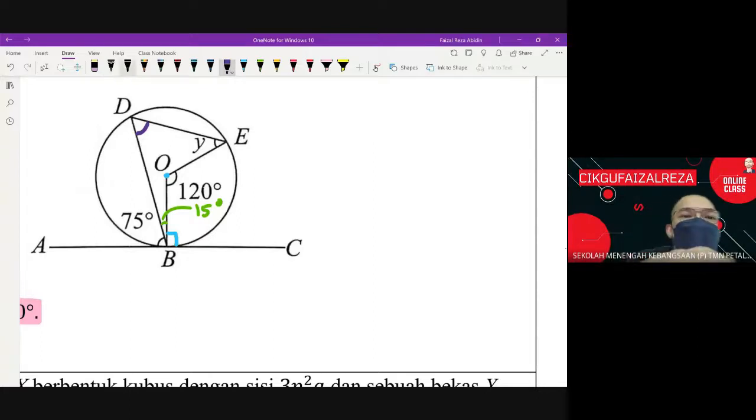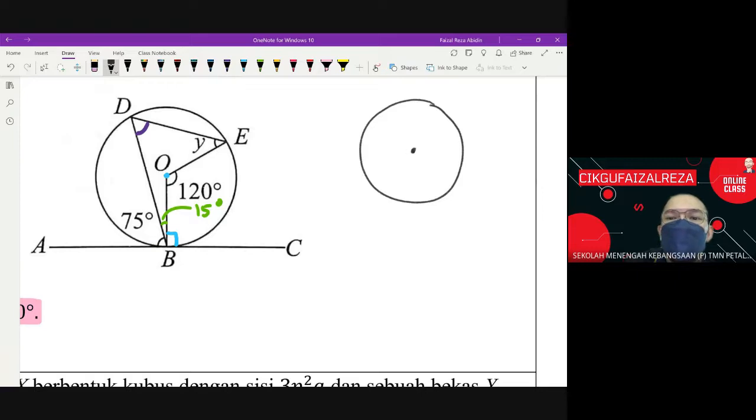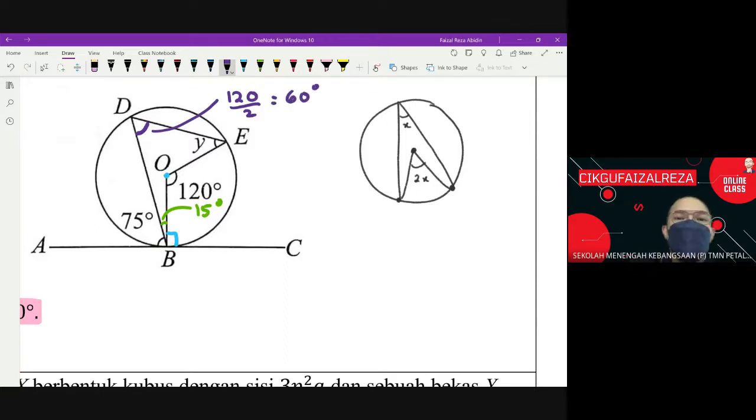For this one, I repeat. If you remember, if the angle at our center with the same length over here, this one is going to be the same length. So the angle over here at the center is going to be twice the angle at the tip there. So for our D over here, you can find it from 120 divided by 2. So it's going to be 60 degrees.